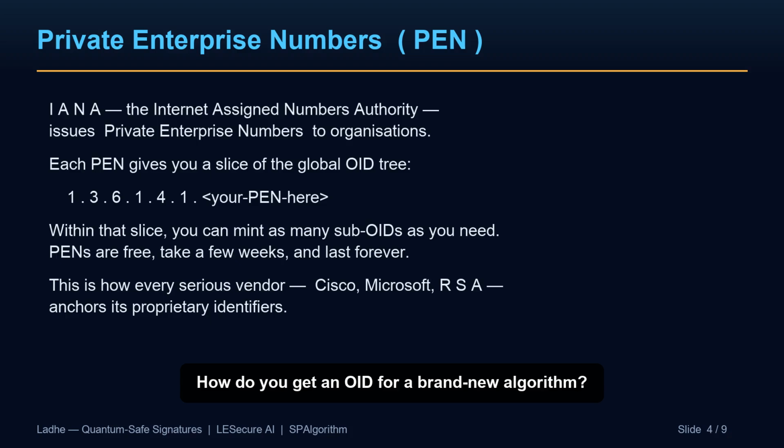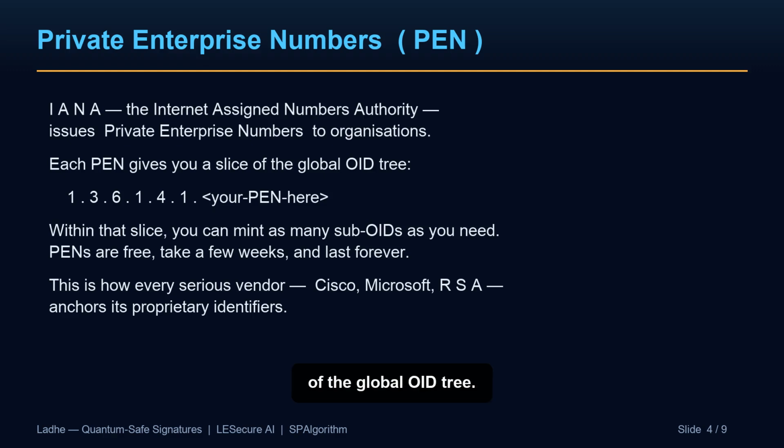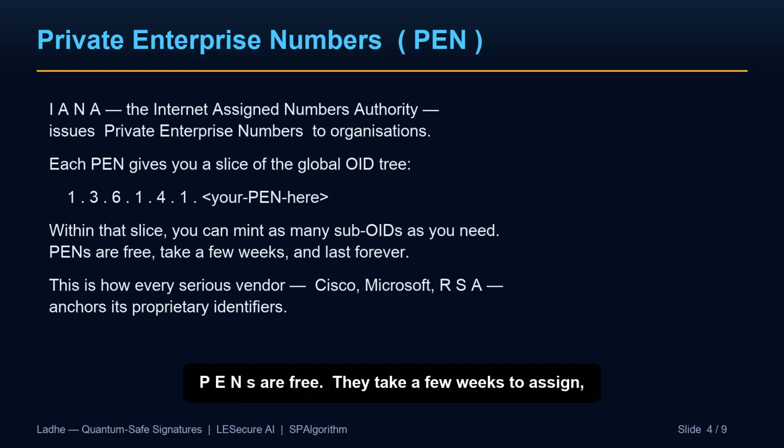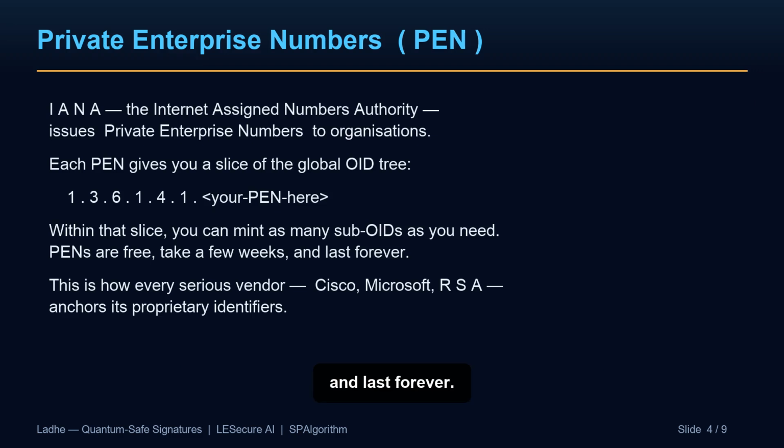How do you get an OID for a brand new algorithm? Through IANA, the Internet Assigned Numbers Authority. IANA issues Private Enterprise Numbers, or PENs, to organizations. Each PEN gives you a slice of the global OID tree. Within that slice you can mint as many sub-OIDs as you need. PENs are free. They take a few weeks to assign, and last forever. This is how every serious vendor, Cisco, Microsoft, RSA, anchors its proprietary identifiers.